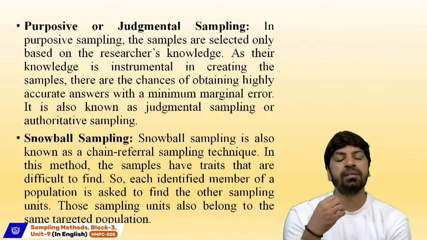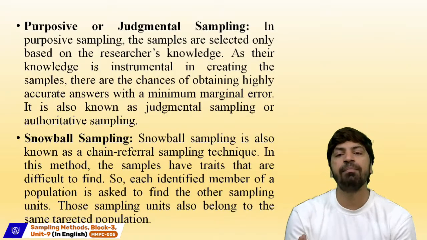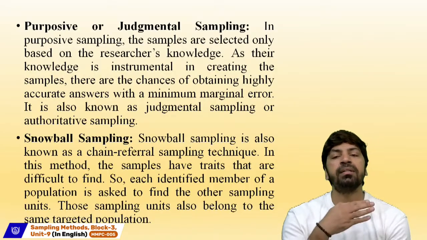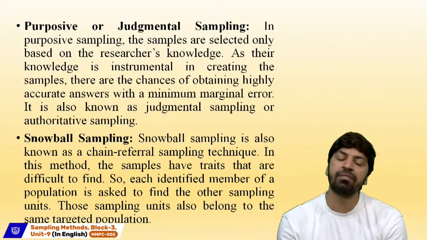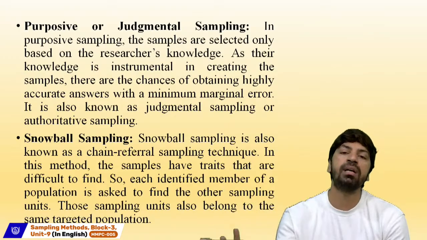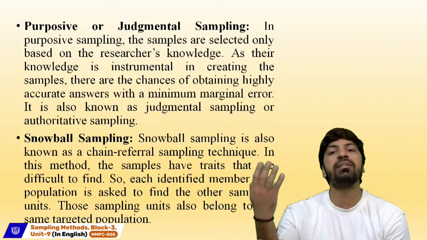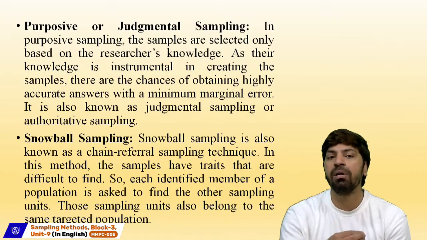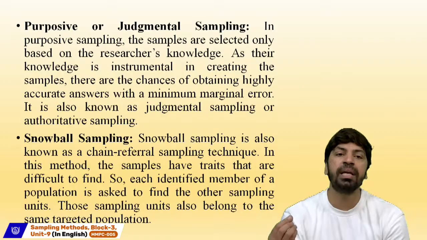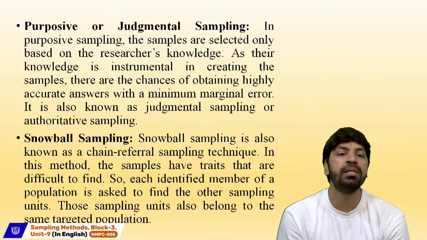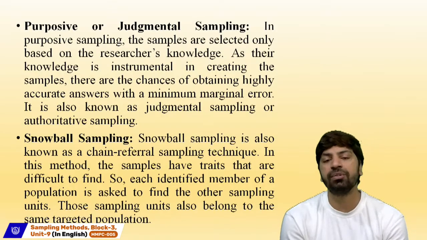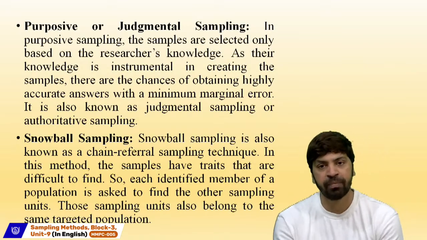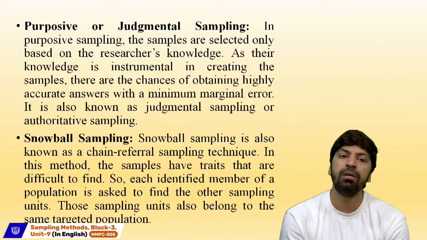That means a particular individual refers to their relatives, then the samples are collected from the relative, then again they refer to some other relative, then again the researcher collects the data from their relatives. So this is exactly called chain referral sampling, which is known as snowball sampling. And those sampling units also belong to the same targeted population.